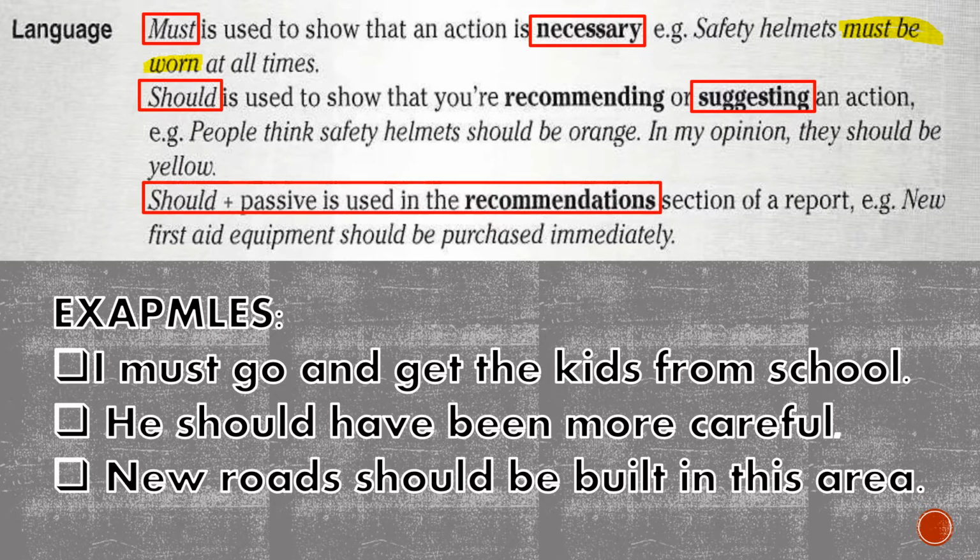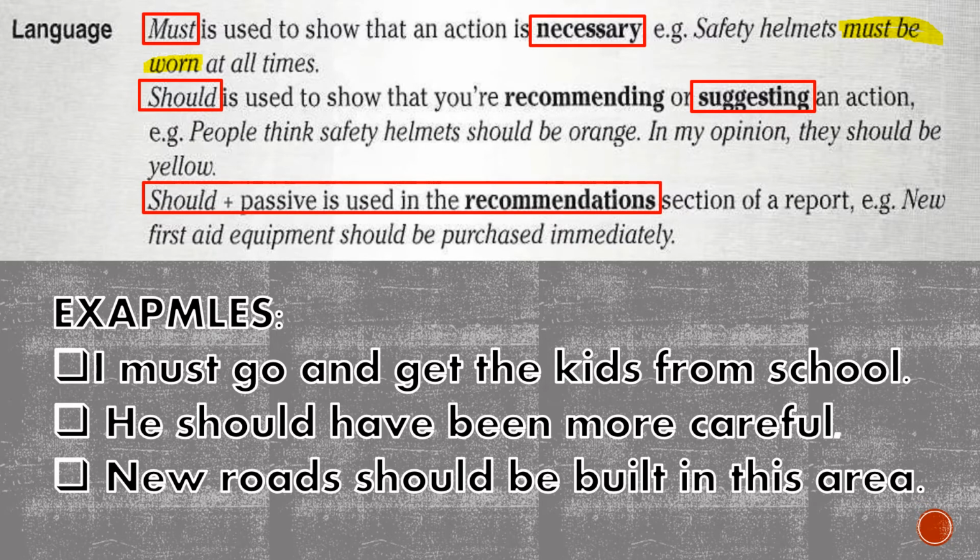Now, should is used to show that you are recommending or suggesting an action. So, should is less obligatory than must. I mean, with must, the thing must be done. It's necessary to be done. But should is a kind of suggesting or recommending something. So it's not mandatory. Okay, ليس إجباريا. It's a suggestion or a recommendation.